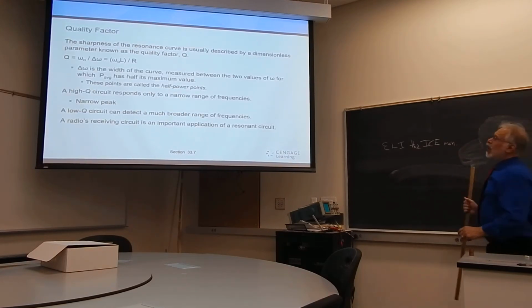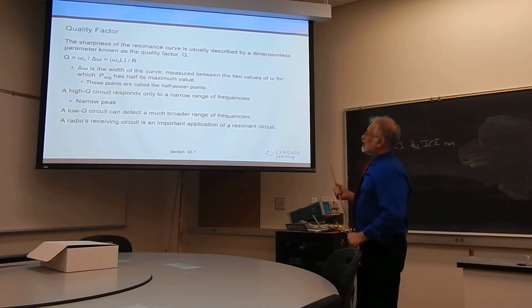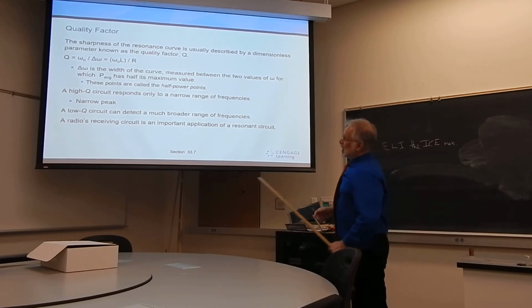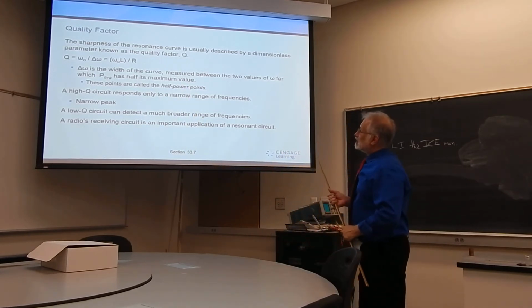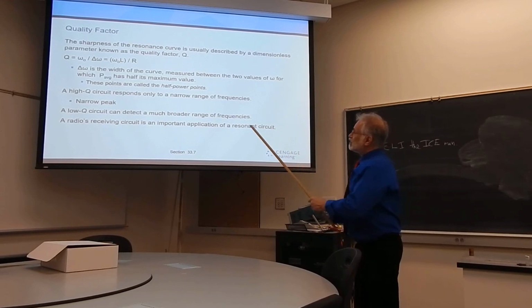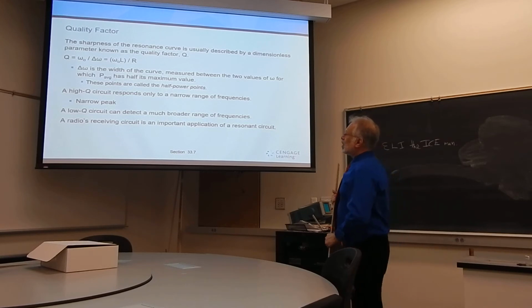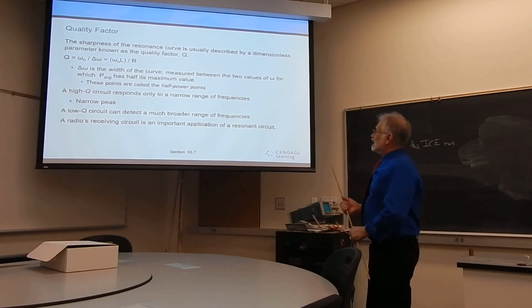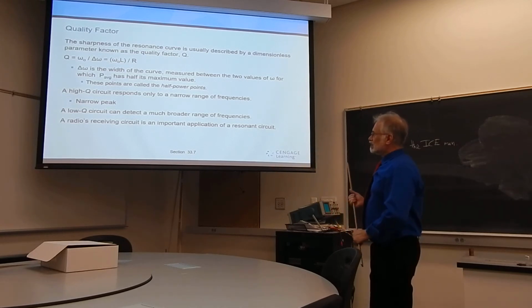Associated with that, we talk about a quality factor. Quality factor is a dimensionless factor that we let equal Q, not to be confused with charge, by the way. In this case, it's equal to the resonant frequency divided by a delta frequency, which is the width of the curve measured between two values of omega for which the power has half of its maximum value, or half power points. If I have a high Q circuit, I have only a narrow range of frequencies. A low Q circuit detects a much broader range of frequencies.